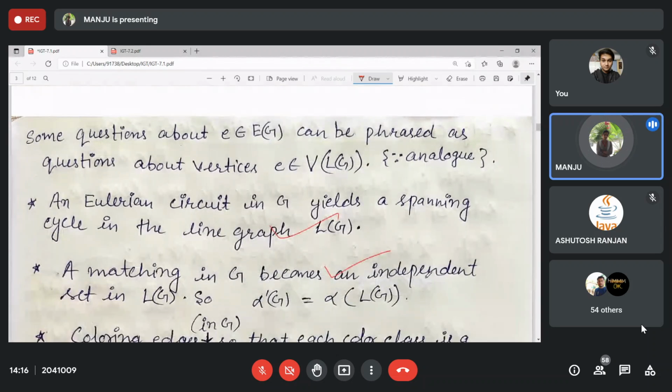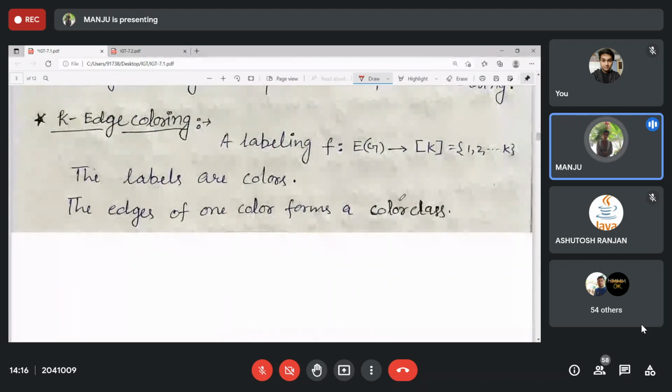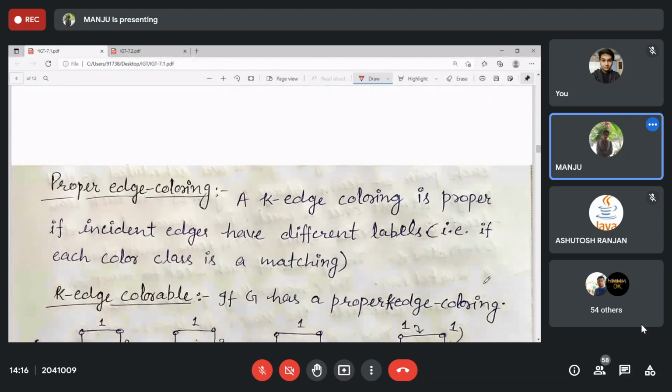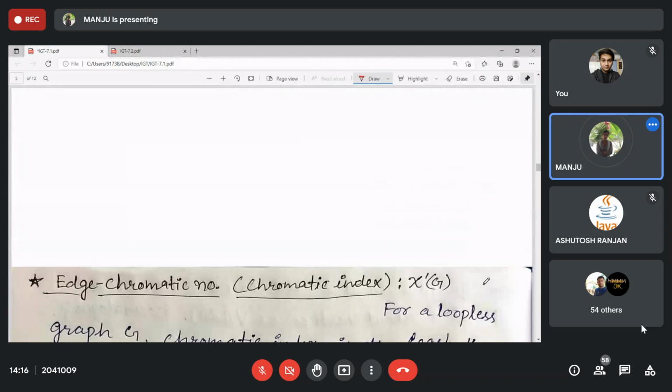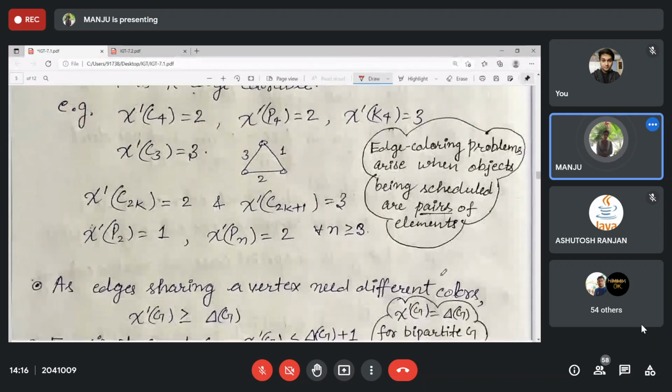So these I have already discussed. Edge coloring, proper edge coloring, k-colorable, chromatic index. In general, for cycles, an even cycle is 2, an odd cycle is 3, and for a non-trivial path it is 2, for the trivial graph it is 1. And for K2n, it will be 2n minus 1. For K4 it was 3. For K6 it will be 5, and so on.